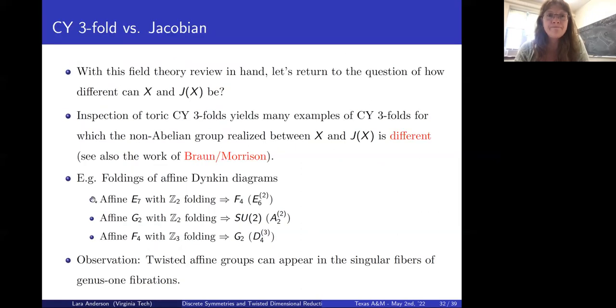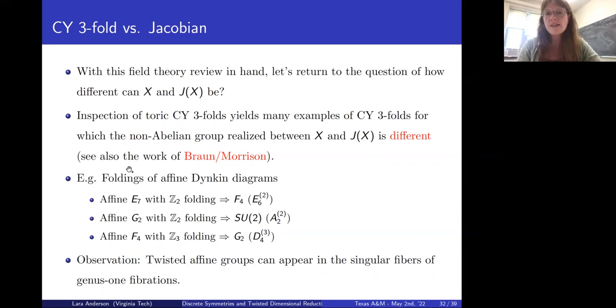Here's the catch, though. With this field theory review in hand, we can now ask the question in this context of M theory, F theory, that I've been outlining. We expect that these should be twisted dimensional reductions that are leading you from an elliptically fibered geometry in 6D down to a genus-one fibered geometry in 5D. And one question is, within the context of F theory, now coupled to supergravity, how many twists am I allowed? How different can these two theories be?